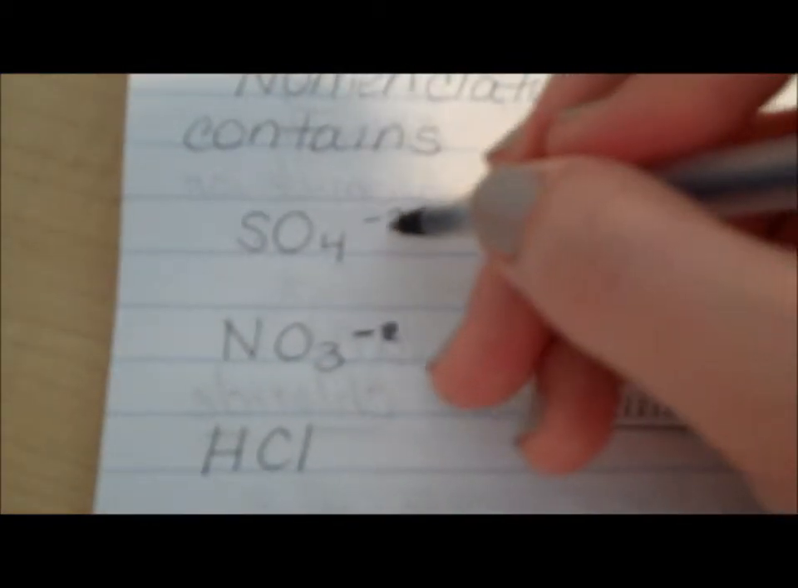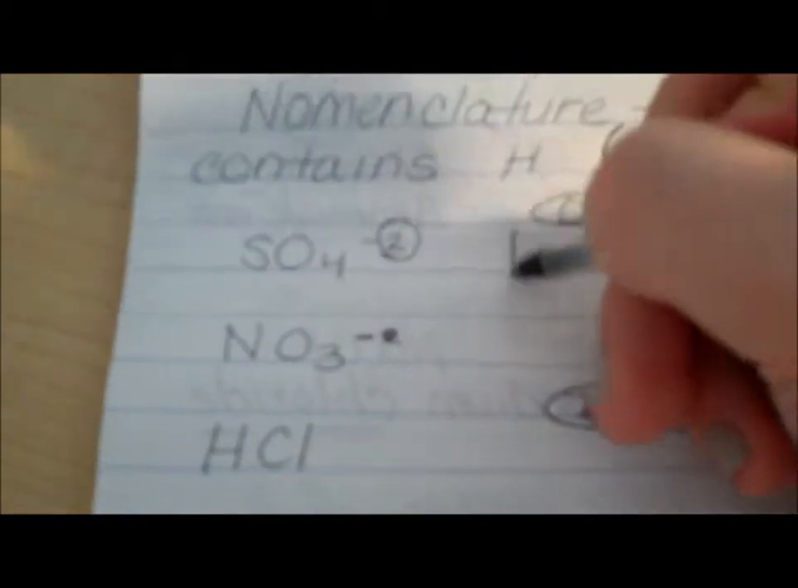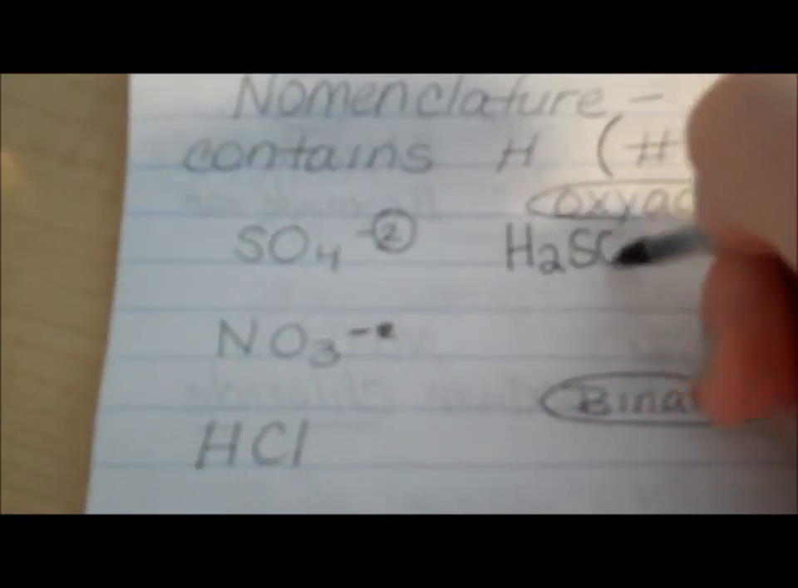Now, if we look at these examples, we have SO4 minus 2. So how many hydrogens will we have? We look at the charge, we're going to have 2. So it's going to be H2SO4. Now let's name it. Since it's an oxyacid, you do not use the prefix hydro. You'll look at your anion and then you'll look at the ending. Since this is sulfate, our ate goes to ic.